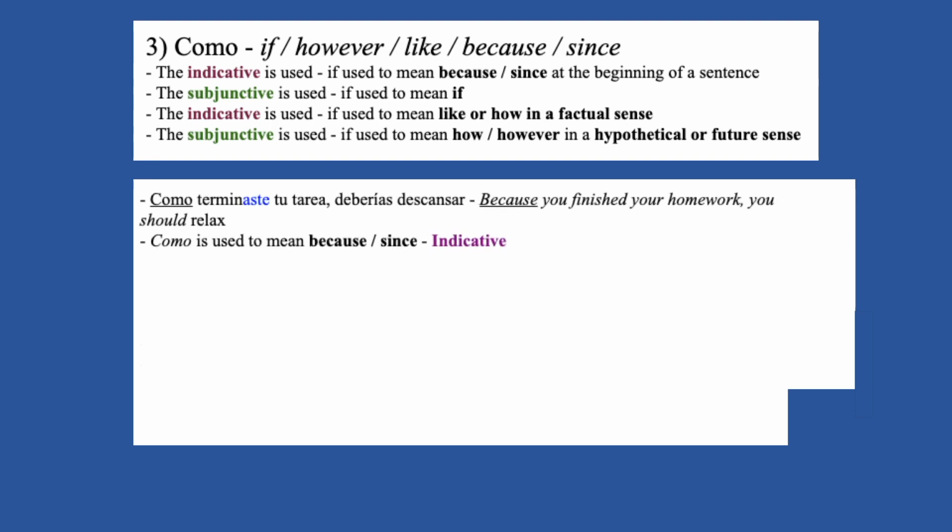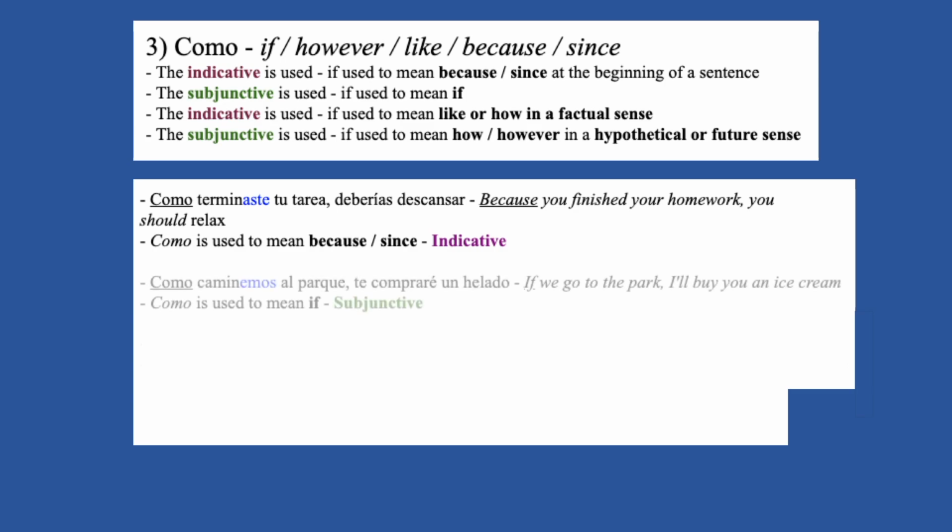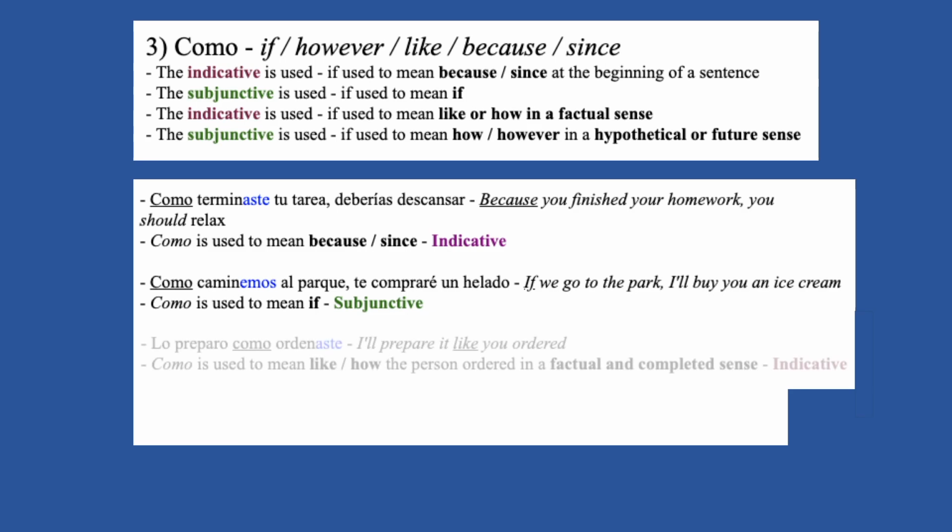Como terminaste tu tarea, deberías descansar. It is used to mean because or since, so we use the indicative. Como caminemos al parque, te compraré un helado. Como means if, so we use the subjunctive.